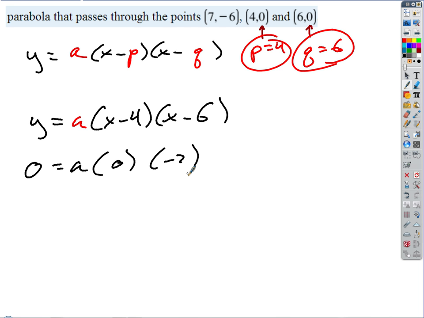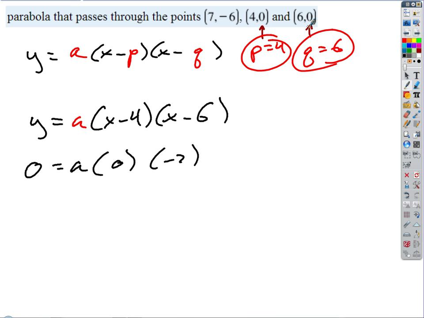So if they took out the (7, -6), we couldn't solve this. You could not solve it, because you have to have 3 pieces of information to solve for those 3 unknowns, right? Here's 2, but we need another point to solve for the remaining unknown.